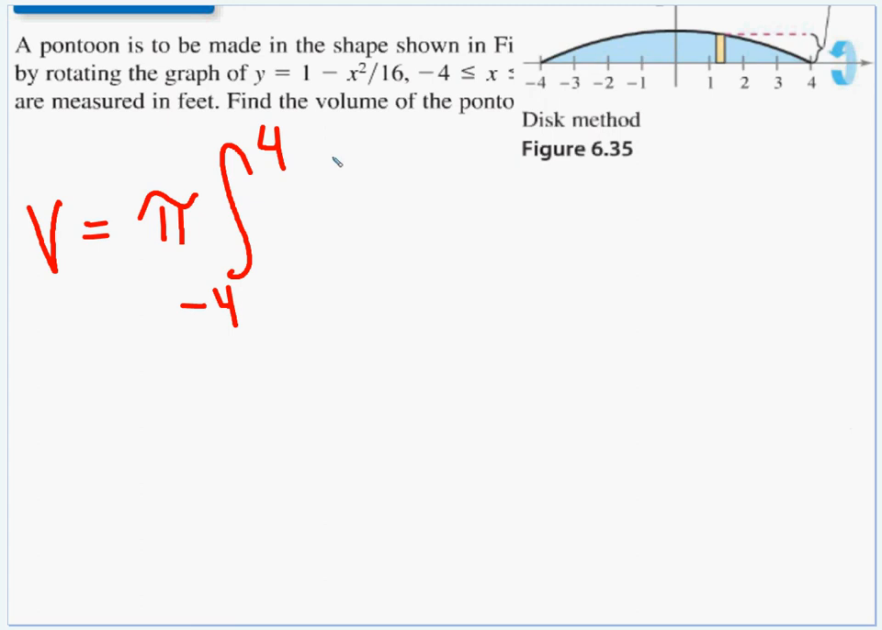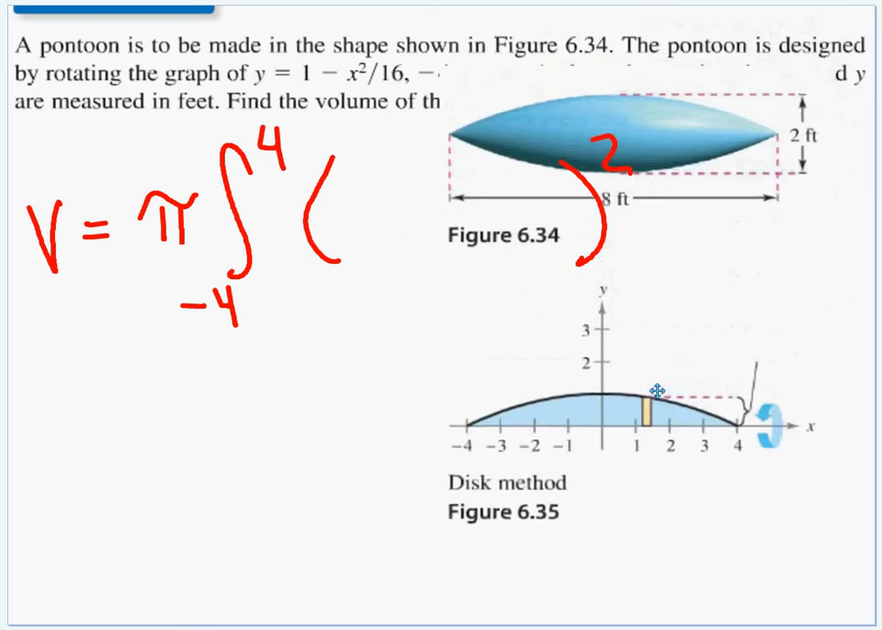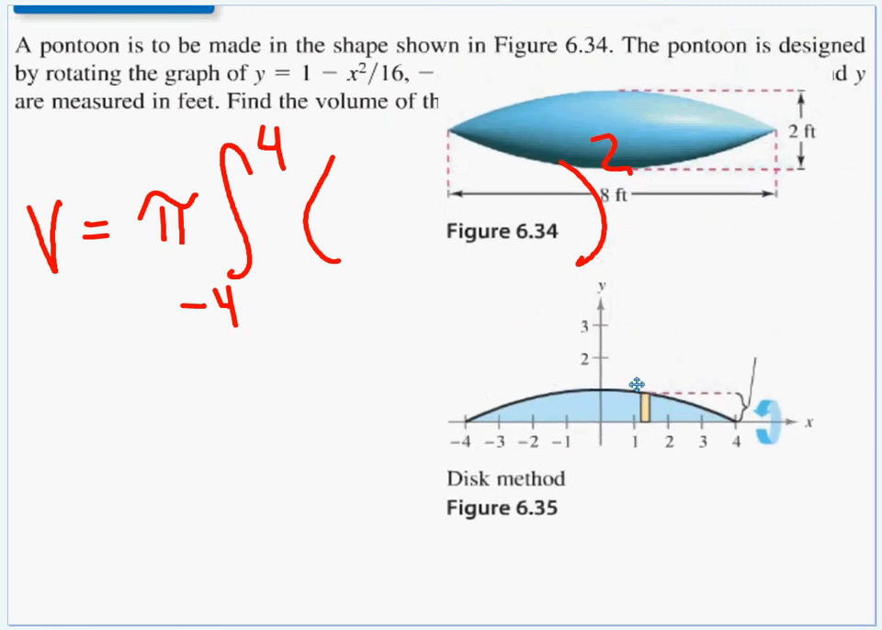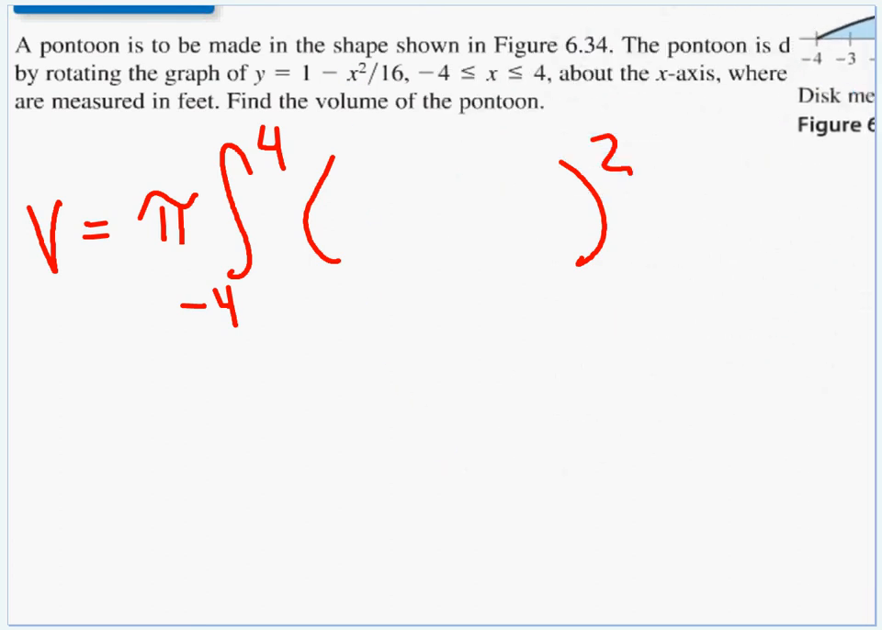So we now need here our radius squared. And what is going to determine the height of our representative element here? Well, the top of it is touching our function, 1 minus x squared over 16. So in here, I will put my 1 minus x squared over 16. That's quantity squared, and we'll put a dx out there. All right, it looks like we are set up.